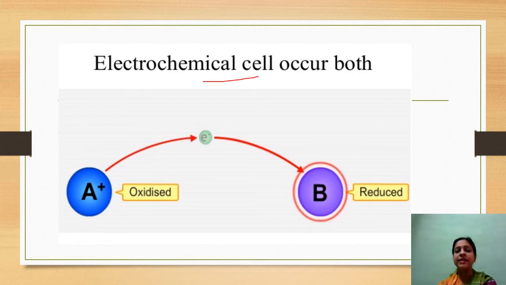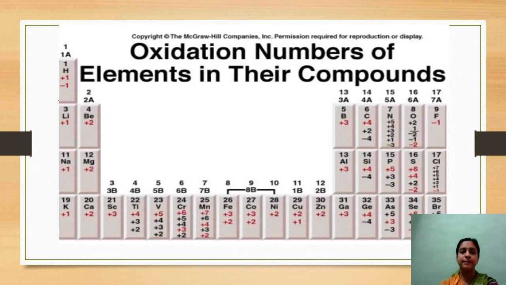So in an electrochemical cell both processes occur. The species which gets oxidized becomes positive because it loses its electron, and the species which accepts the electron gets reduced. So in the electrochemical cell, because electron is transferring from one species to another, both species will be present, and that's why oxidation as well as reduction occurs simultaneously in such types of cells.